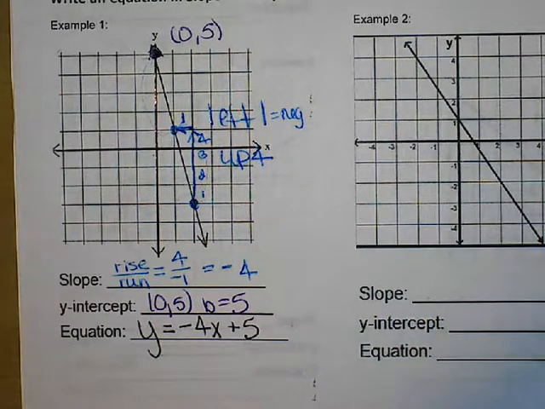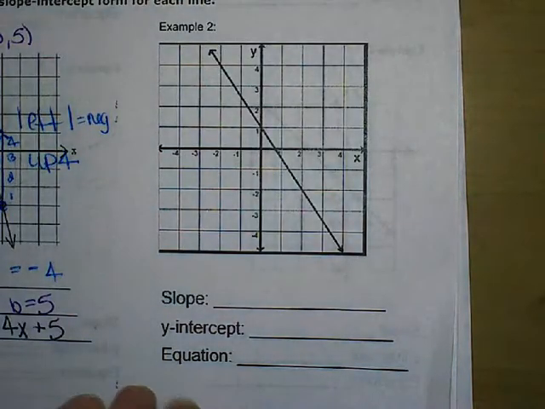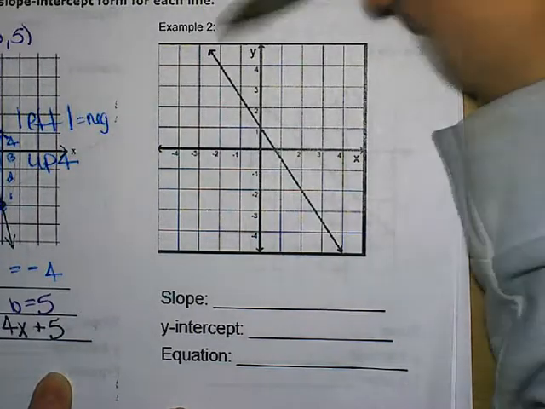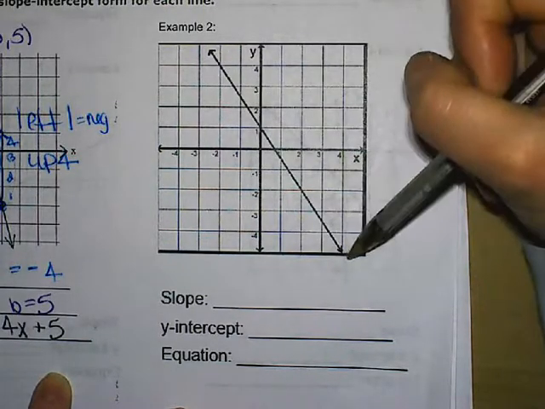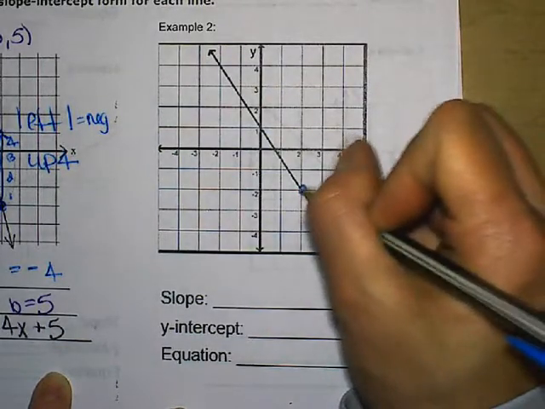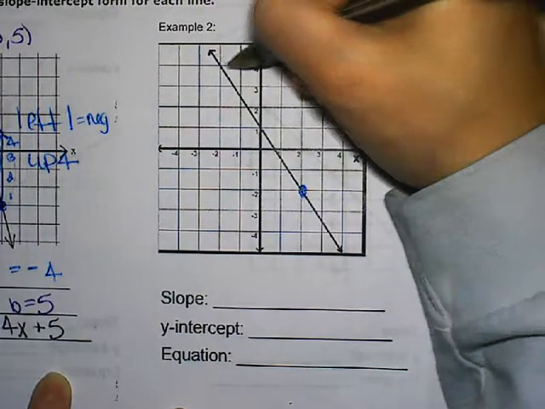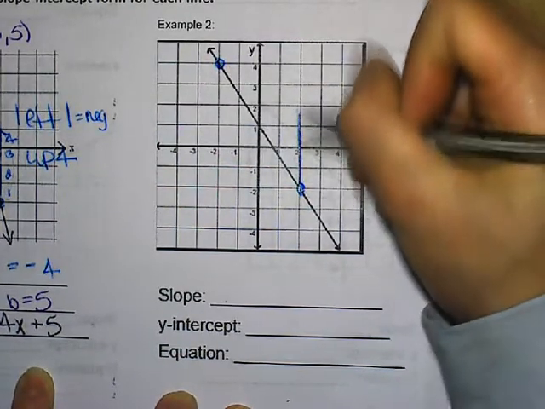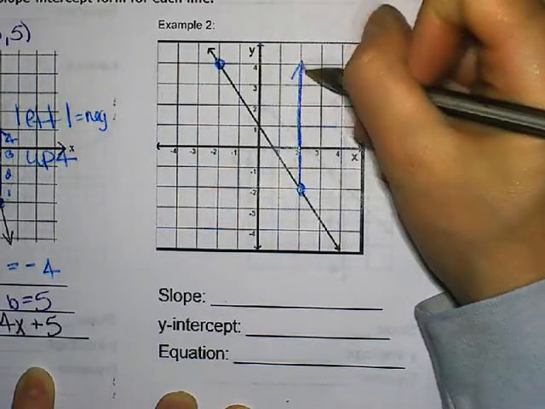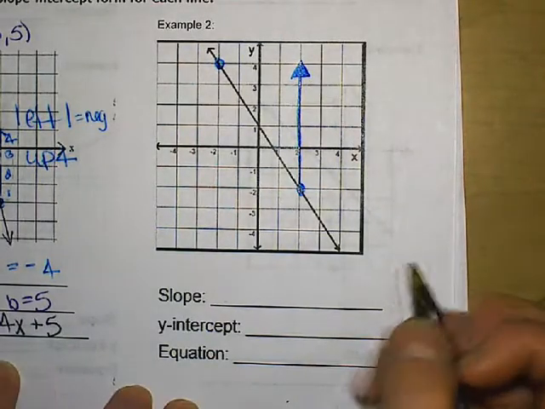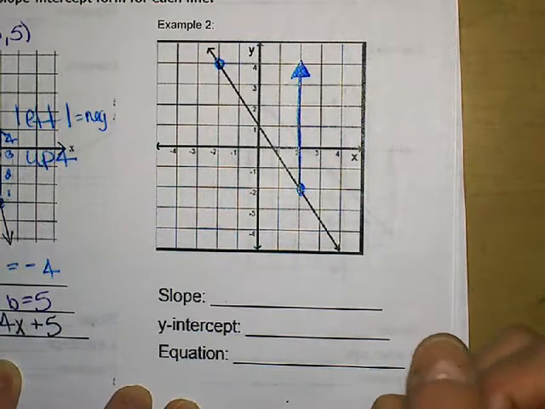Let's try example number 2. The first thing I'm going to do is try to identify my slope. I'm going to pick 2 points along my line that cross at an intersection. I'm going to pick this one, and I'll pick this one. There are other points along the line that I can choose from, but if you're doing it correctly, all your points will simplify down to the same unit rate.